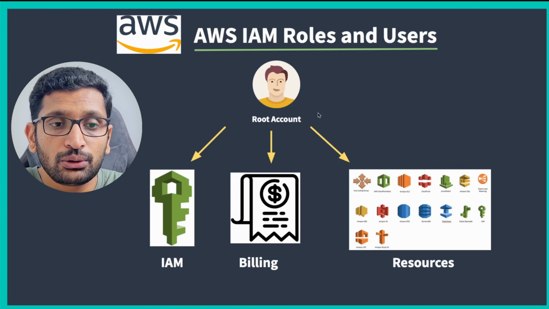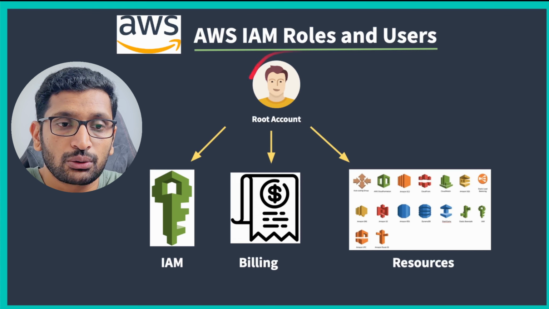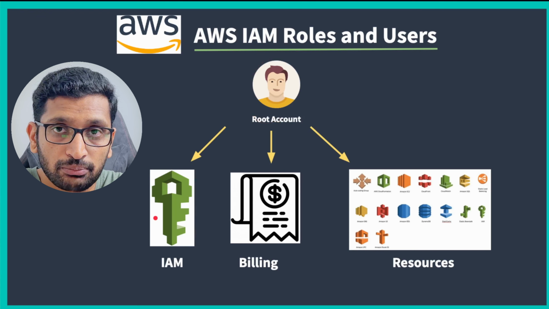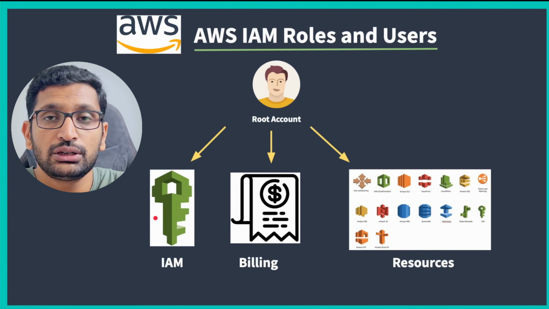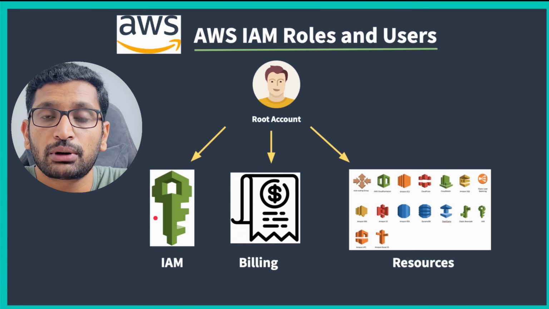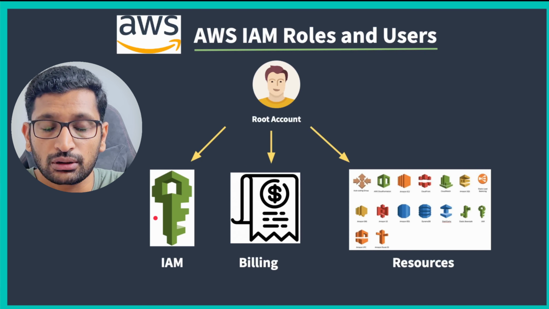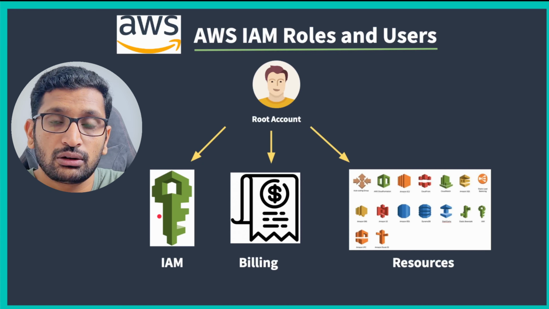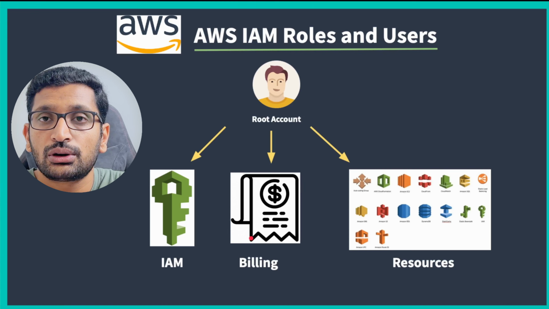As I have already told you, a root account can manage the IAM permissions, like which user needs to access which resources. So it's pretty much controlling the permissions of your whole AWS account. These are the powers associated with our root account. It can also control the billing.